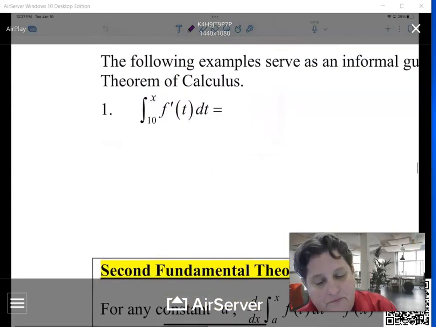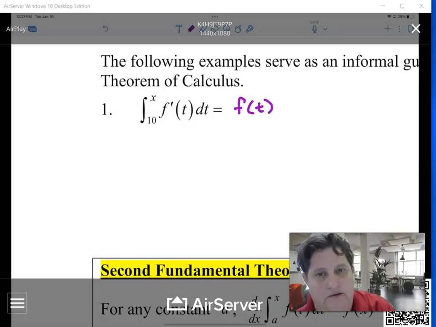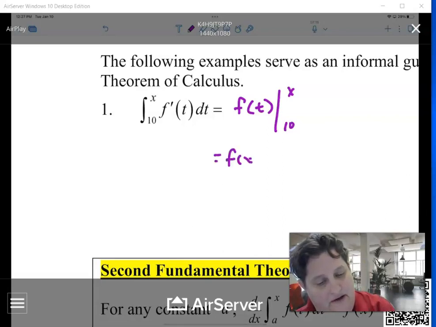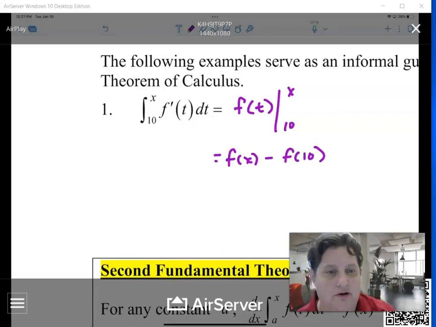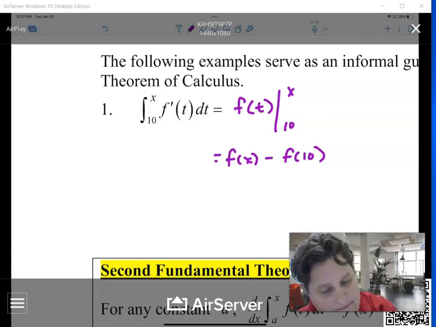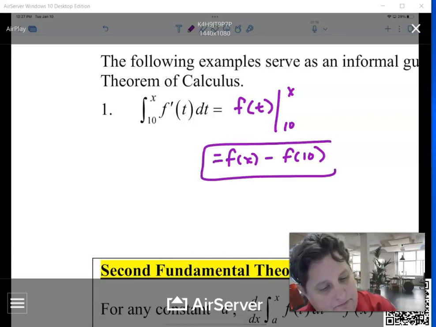Okay. The integral of f prime would just be f, right? So the integral of a derivative would be f evaluated from x to 10, which is f of x minus f of 10. That's the first fundamental theorem of calculus. Okay, does that make sense?